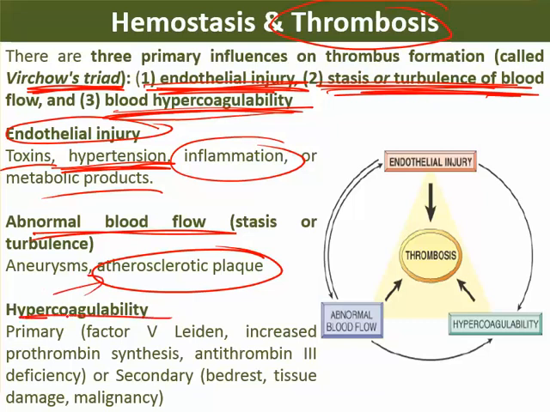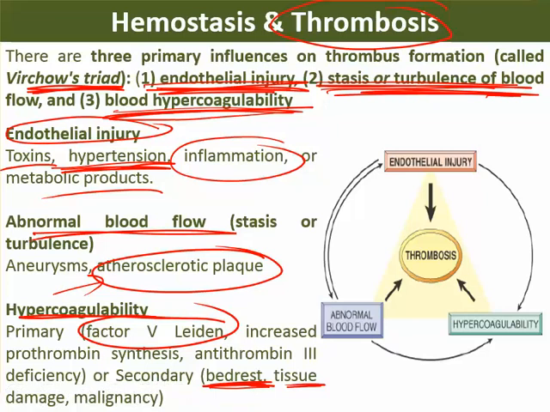Then hypercoagulability of blood happens. I told you that some people have more activated clotting factor. That disease is called factor 5 Leiden mutation. And if there is bed rest, the blood tends to settle, so that will produce hypercoagulability. Or if there is tissue damage, massive tissue damage also causes hypercoagulability, and cancer can cause hypercoagulability. These three you should not forget.